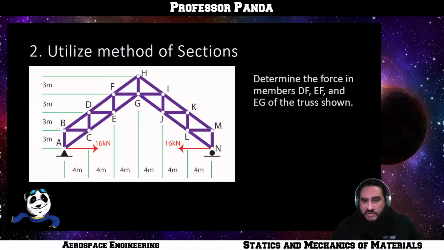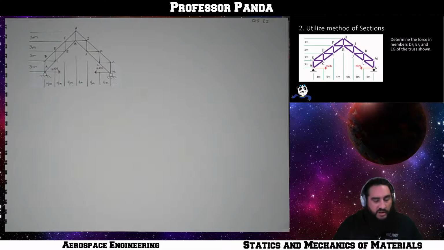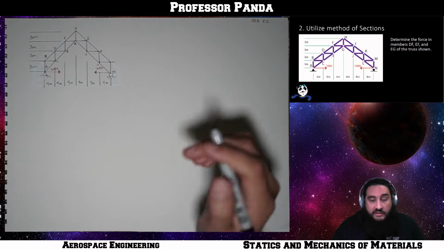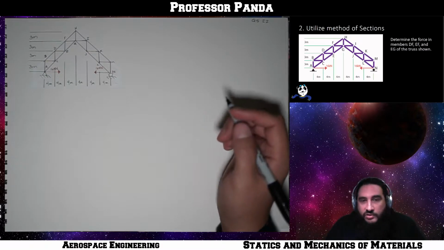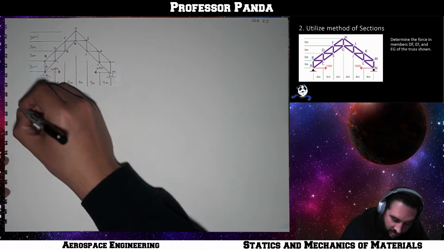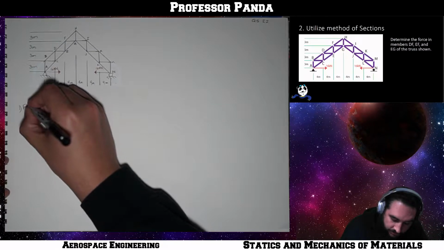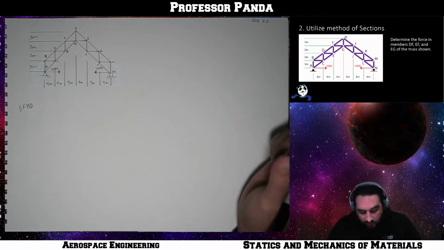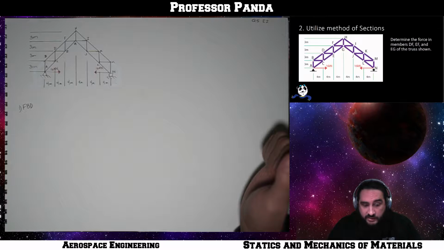And this problem statement just says, determine the force in members DF, EF, and EG of the truss shown. So let's go top down. I've already got my truss structure laid out. And step number 1, as you've known before, we're going to do a free body diagram. Free body diagram of what is the question?